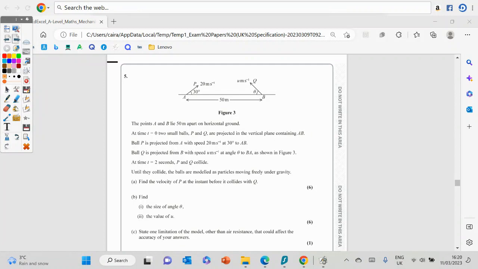At time t equals 2, P and Q collide. Until they collide, the balls are modeled as particles moving freely under gravity. Find the velocity of P at the instant before it collides with Q. Okay, I can deal with that. That's not so bad. So, the first step is v equals u plus at.